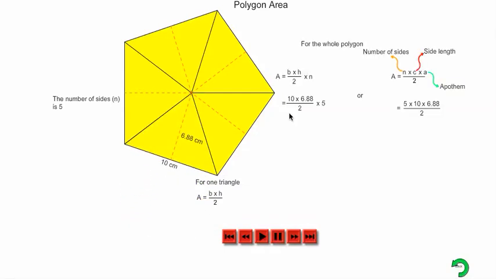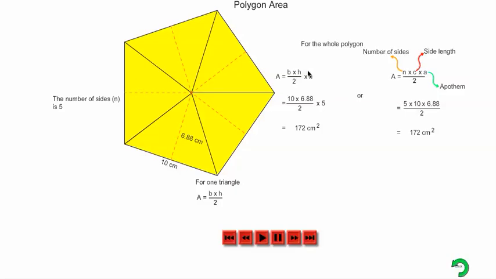So for one triangle, the area is the base times height divided by 2. But for the whole thing, we can say it's base times height divided by 2 times the number of sides. So in this case, the base is 10, the height of one of the isosceles triangles, or the apothem, is 6.88, so 10 times 6.88 divided by 2 times 5 gives us 172 centimeters squared.